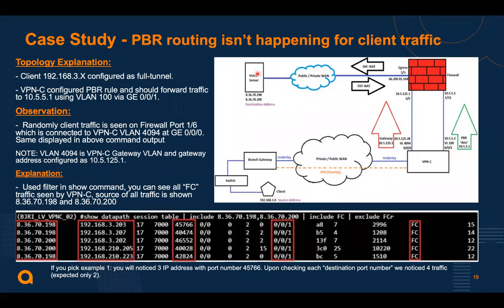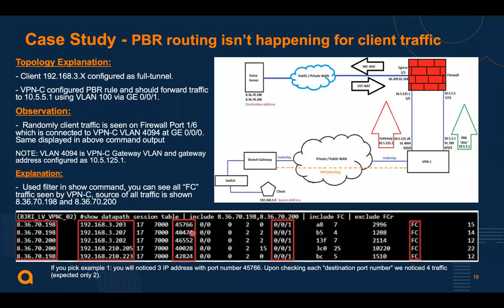But there was an issue reported by the customer saying that there was traffic hitting from the user on port 1/6 on the firewall, which is not an expected behavior. So the issue was raised, and during our troubleshooting we tried a show datapath session table including the server IPs. When the source IPs were the voice server IPs, we saw multiple port numbers being used by these servers, and that wasn't the expected behavior.